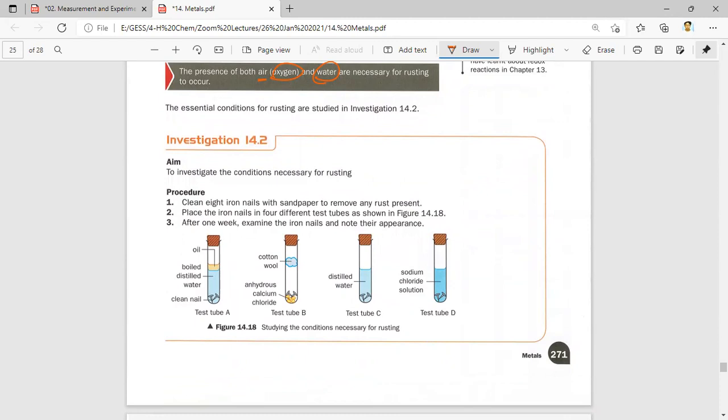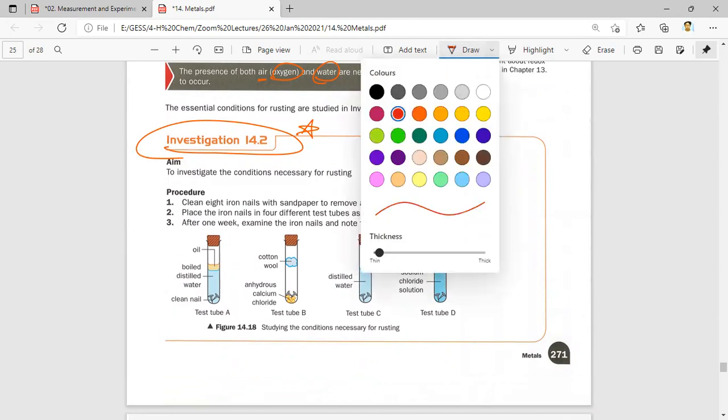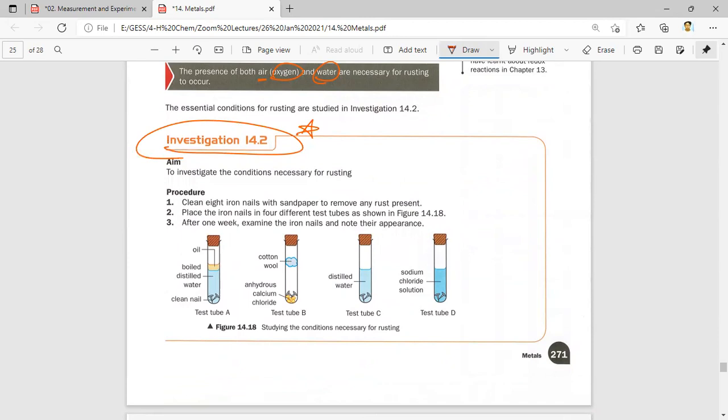So for this investigation 14.2, please put a star here. This actually shows you what an experiment normally looks like. So the question is, distilled water, I know, this is water. Good. But why must they use the word boiled? What's the difference? So boiled actually tells you that they remove the air from the water. In this case, I remove the oxygen. So when you boil the water, you are removing the oxygen from the water.